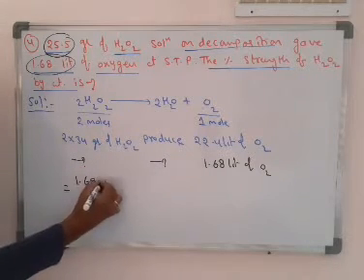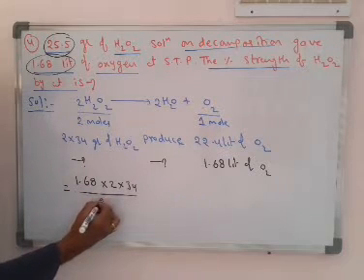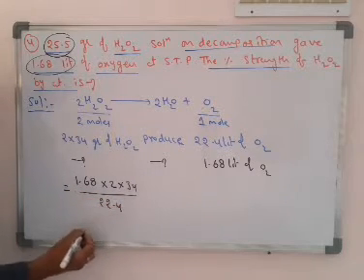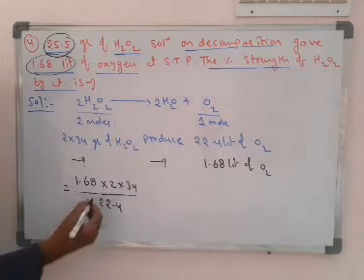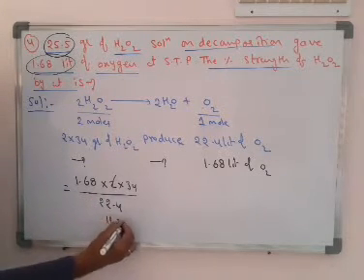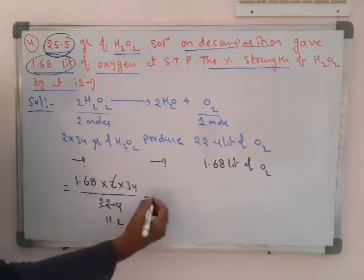Cross multiplication. So one overall. So 1.60.